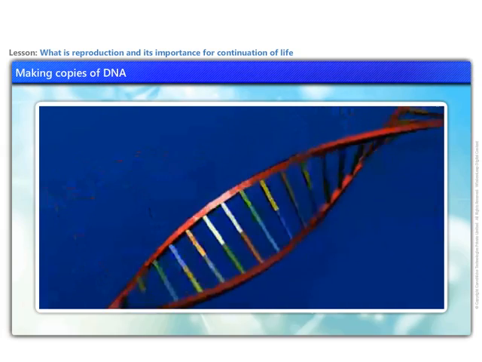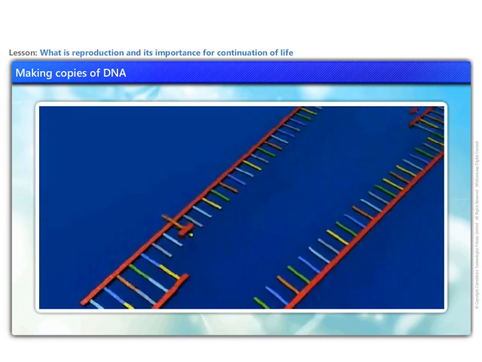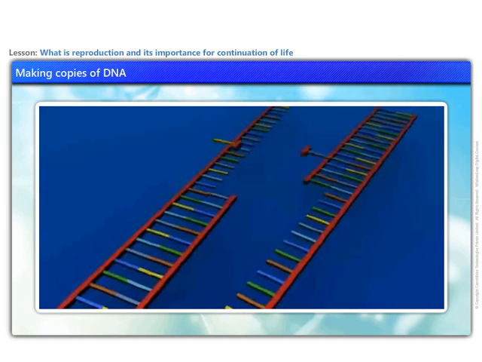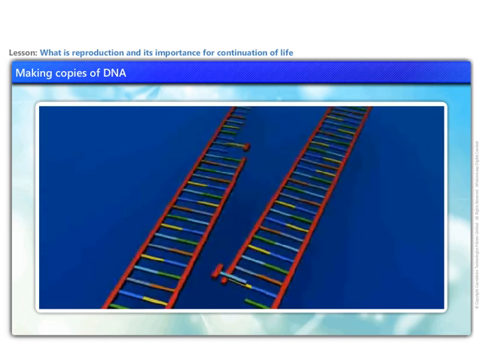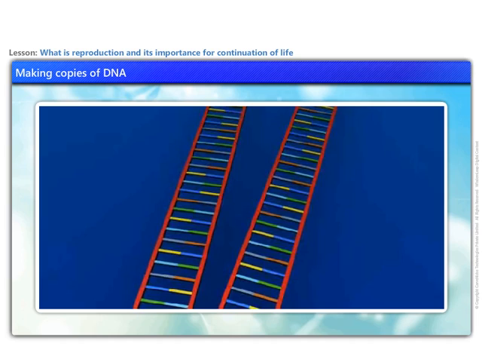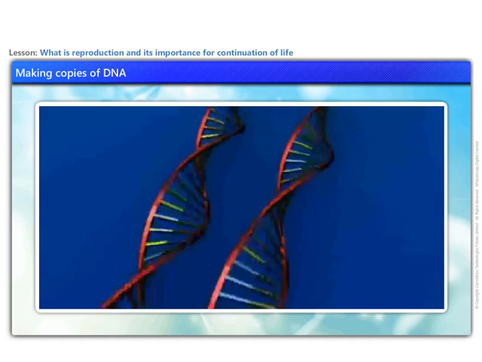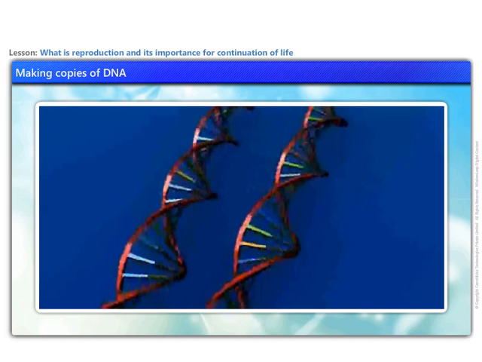The process of DNA replication is explained through animations. The original strand of DNA splits in two and acts as a template for the new strands to be synthesized. This ensures that the new copy of DNA is a replica of the original.